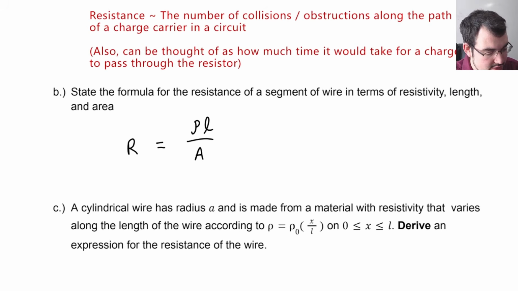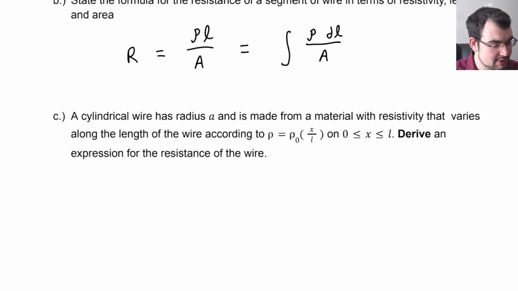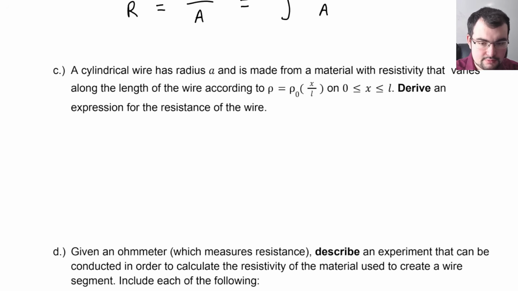Oh yes, we should also say the calculus version of this. If we have a resistivity that actually varies along the wire, we can integrate all of the little resistivity times length chunks and divide them by the cross-sectional area. And you'll know you have to do that if you get a function, like in C.